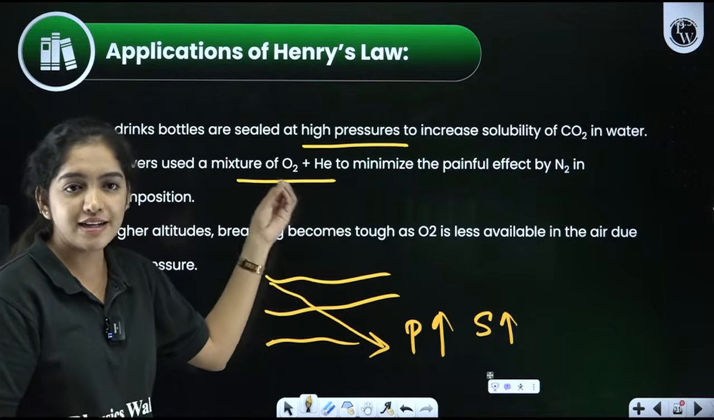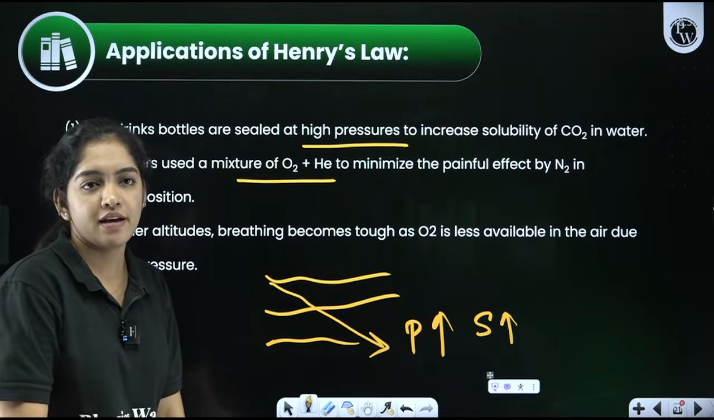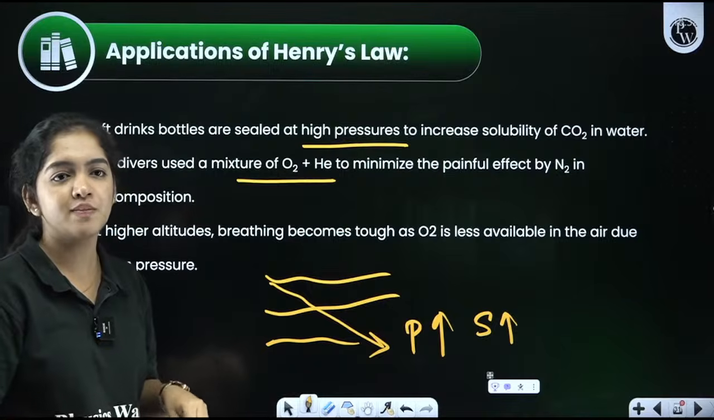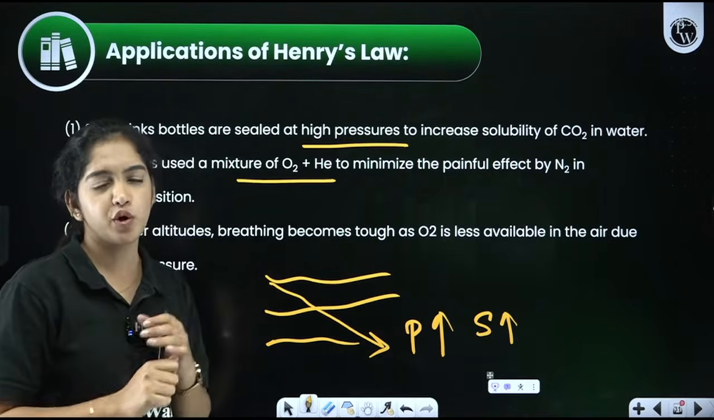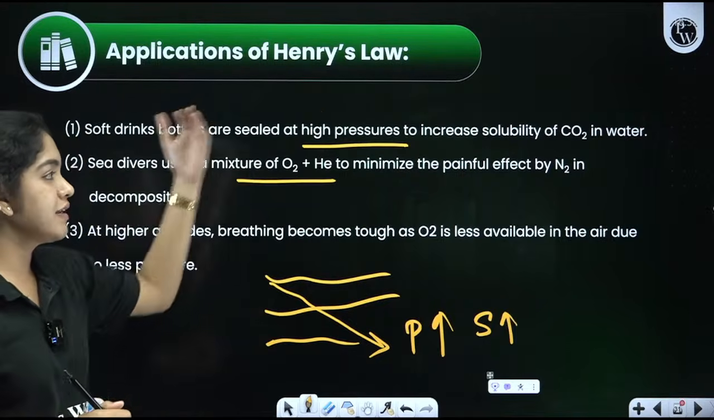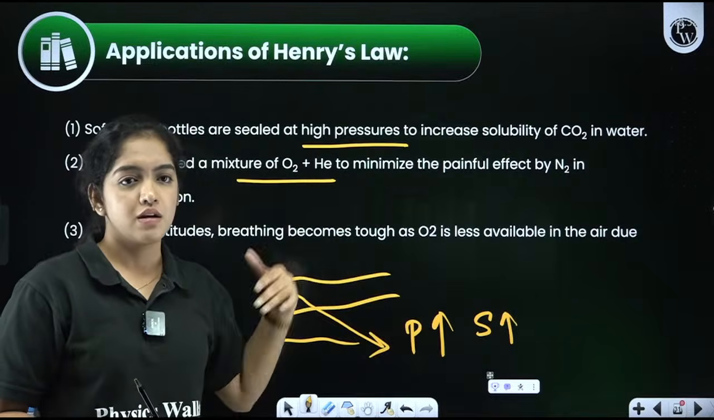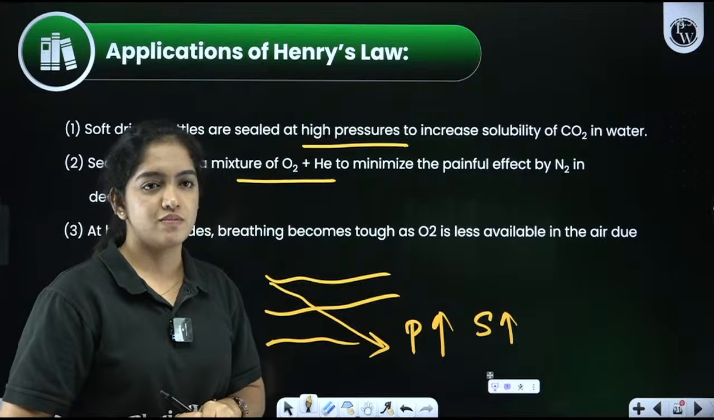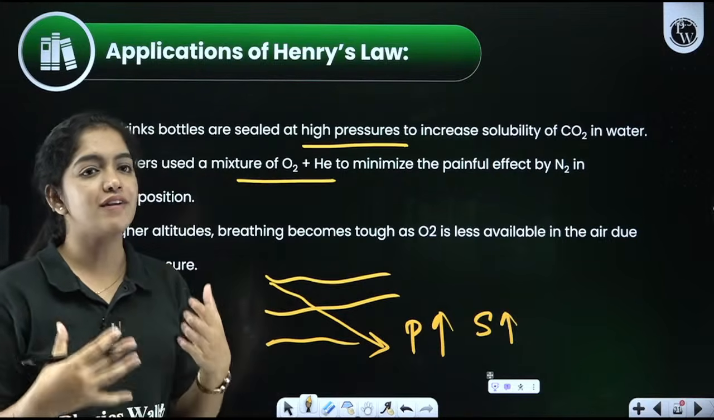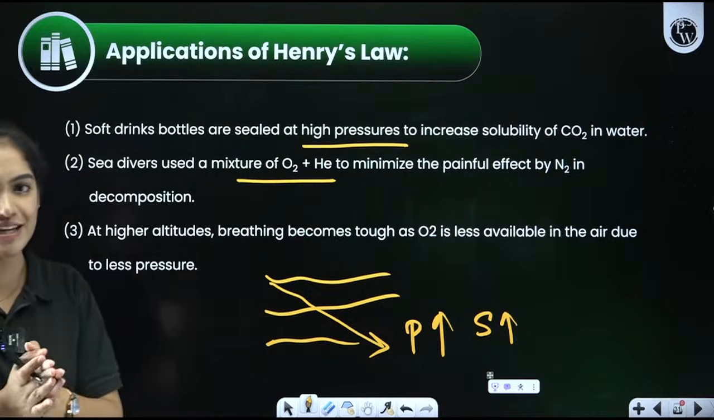And that condition, do you know the name of it? Can anyone comment? Is it anoxia or bends? That's a question for you. What happens when the nitrogen starts to dissolve in our blood when we go to a deep level under the sea? The gases start to dissolve easily. So what will happen? No one is replying. So there is one more condition that we can learn.